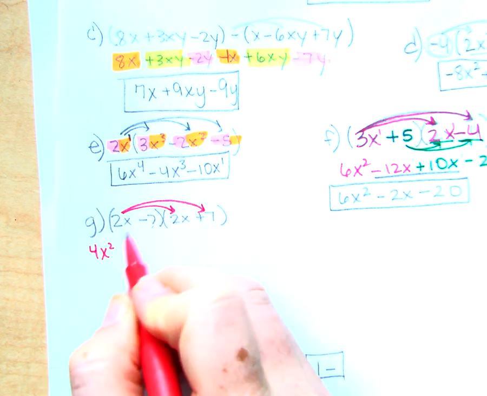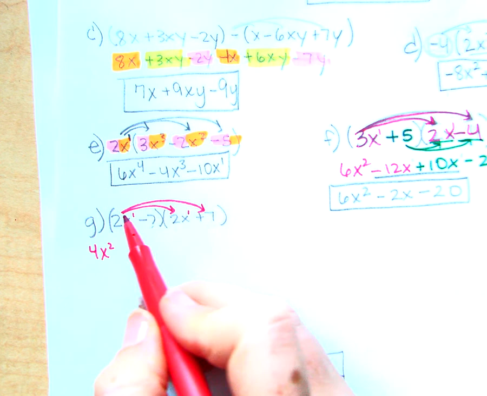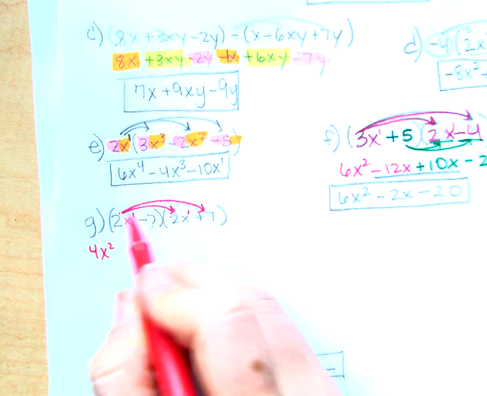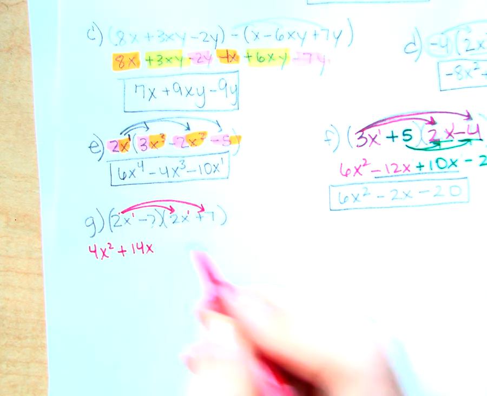2 times 2 is 4. X times x is x squared because it's 1 plus 1. And then 2x times 7. So 2 times 7 is 14. X doesn't have anything to multiply by, so it does not change.